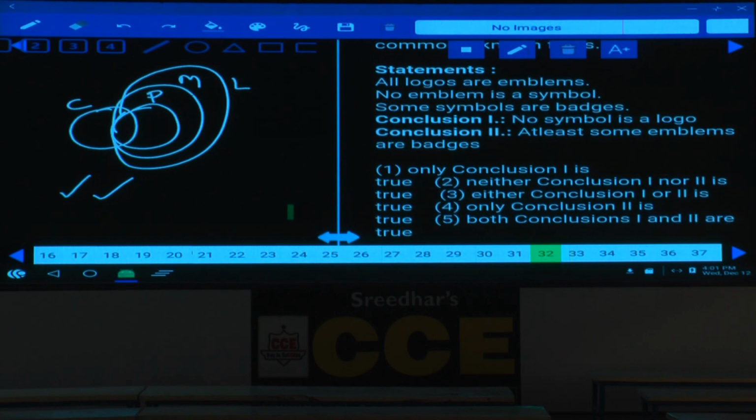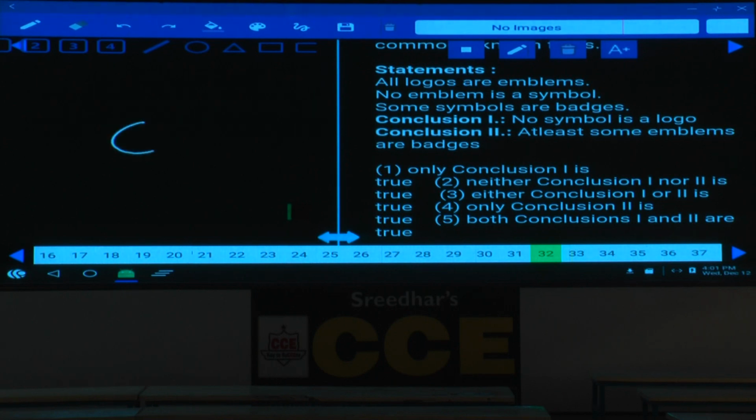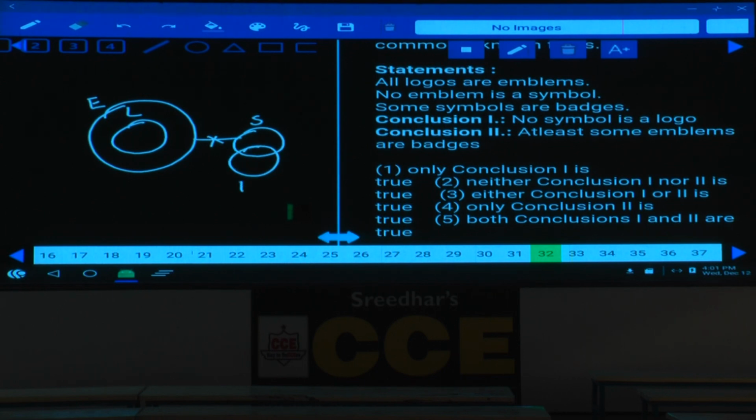Then question number 32. In this question, all logos are emblems. And next one, no emblem is a symbol, no intersection between emblem and symbol, and some symbols are badges. Then no symbol is a logo. No symbol is a logo is definitely true as of now. Then what is the second conclusion here? Some emblems are badges. Some emblems are badges, that is false. Hence only conclusion 1 is true.